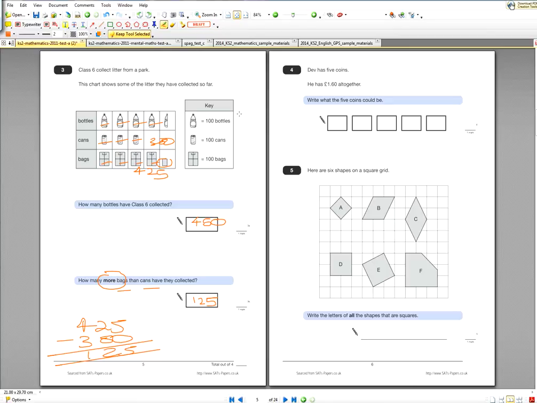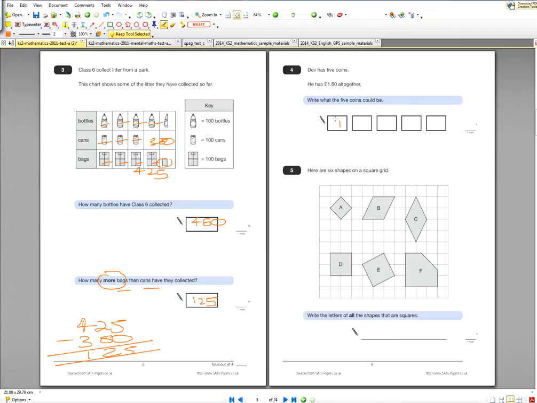Dev has 5 coins. He has £1.60 altogether. Remember, 5 coins, so you can't, for example, have a 3p coin and a 7p coin because there's no such thing. So you have to be careful, yeah? Write what the 5 coins could be. So let's have it. We've got 3 possible solutions in the mark scheme. So Mr. Kasim, you give me one solution first of all. Go on, off you go.